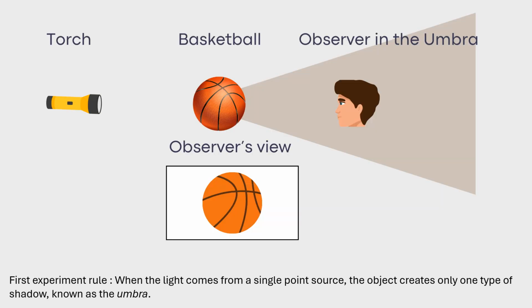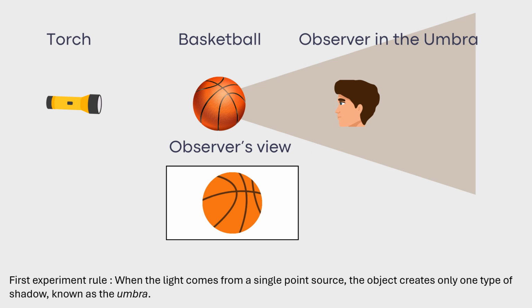Suppose you are in a room with no windows, just a single light source and a round object, like a basketball. The light source and the basketball are at the same height as your head. You are standing directly behind the basketball facing the light, so the setup looks like this: light source, basketball, and you.